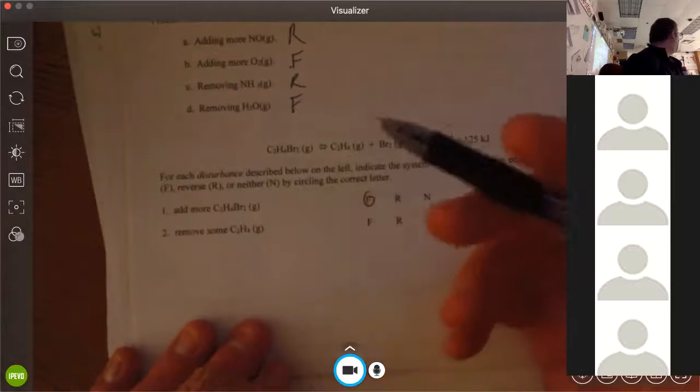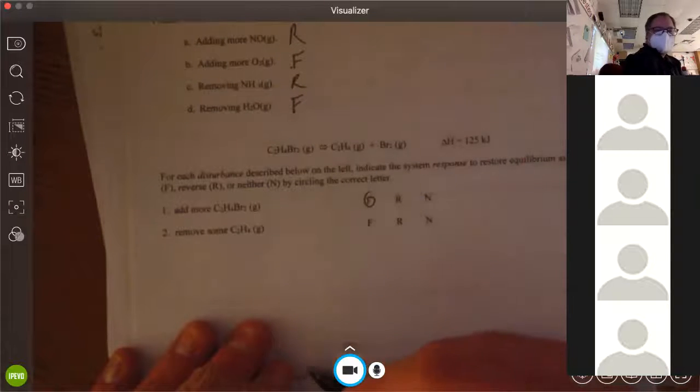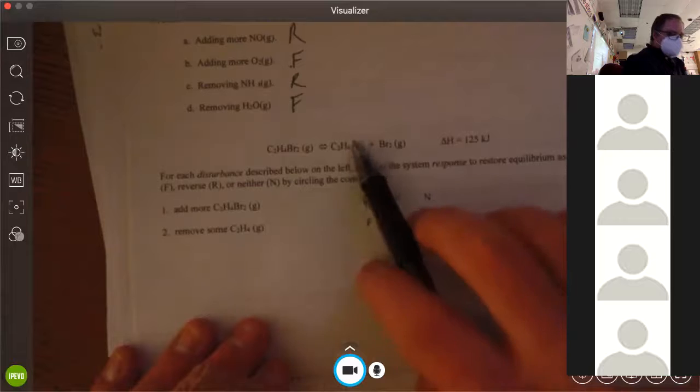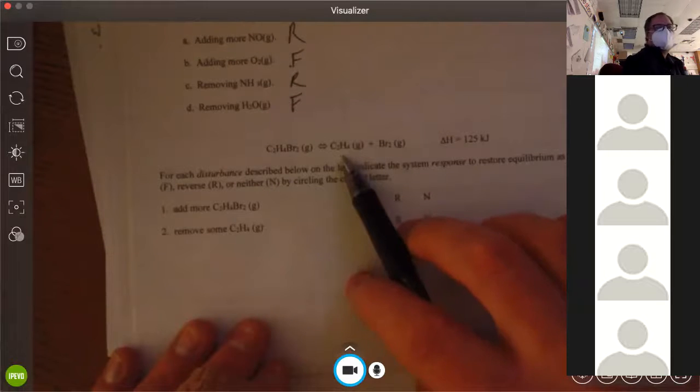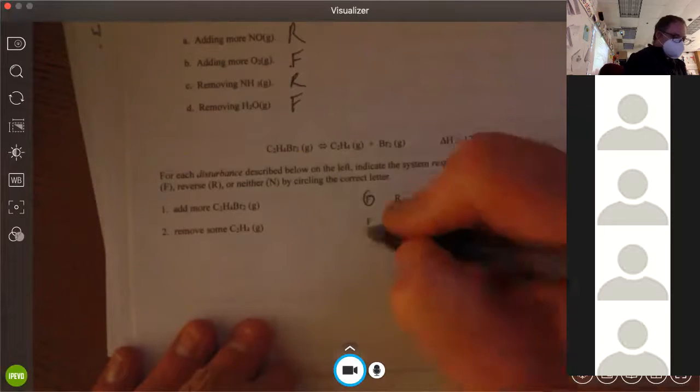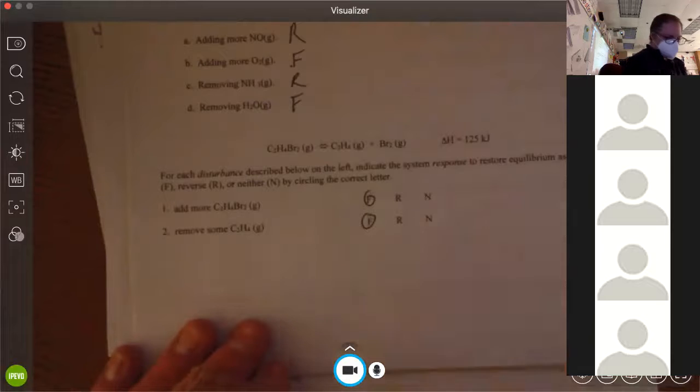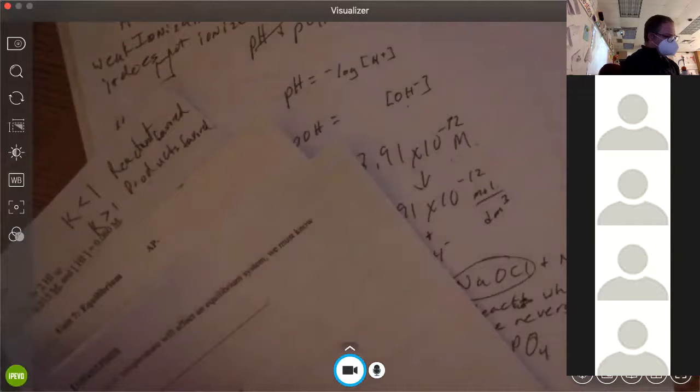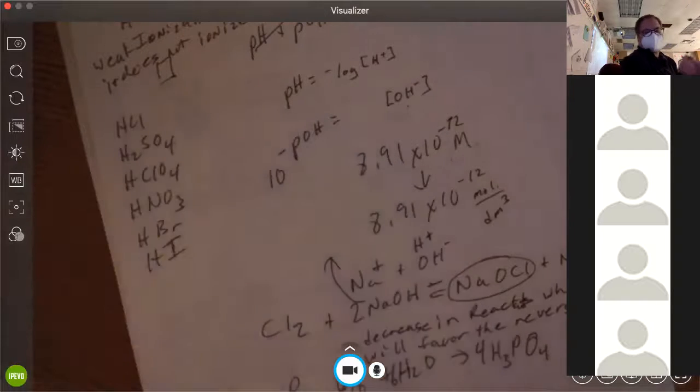No matter how you think of it, if you sit there and think of that mathematical ratio, apparently we need more of this if we remove it. The only thing that makes more of that is the forward reaction. Is there any case in which neither will be the answer? Yeah, but we're not there yet. All we're doing is removing and adding things. There's no case in that where neither could be the answer, unless the thing that you were removing or adding were a catalyst or something like that.